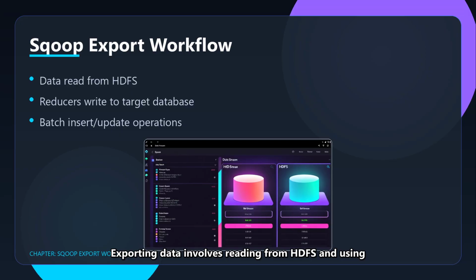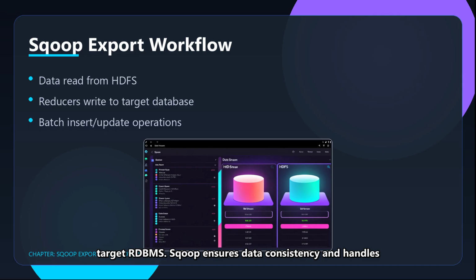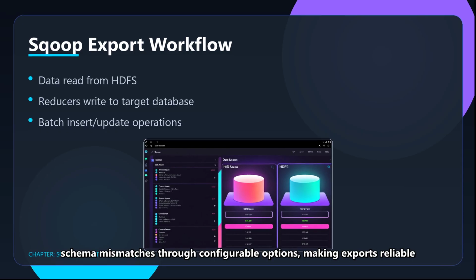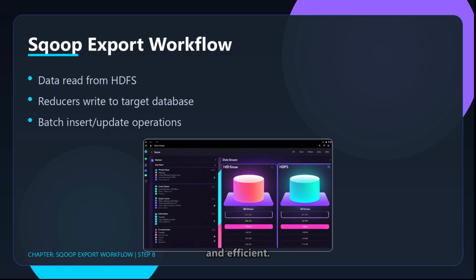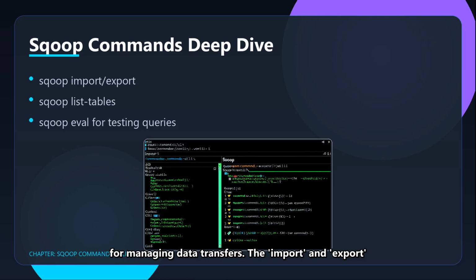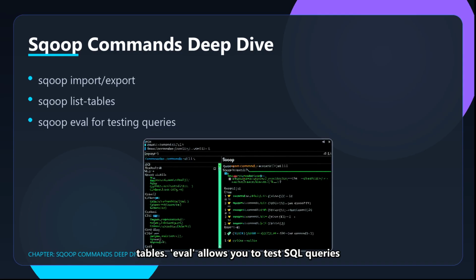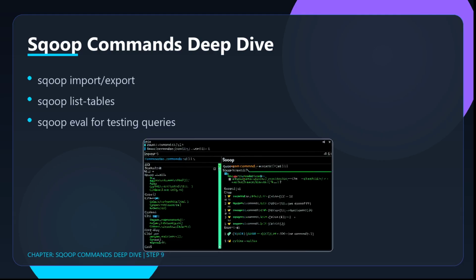Exporting data involves reading from HDFS and using reducers to insert or update records in the target RDBMS. Sqoop ensures data consistency and handles schema mismatches through configurable options, making exports reliable and efficient. Sqoop provides a rich set of CLI commands for managing data transfers. The import and export commands are core, while list tables helps discover available tables. Eval allows you to test SQL queries directly against the database.